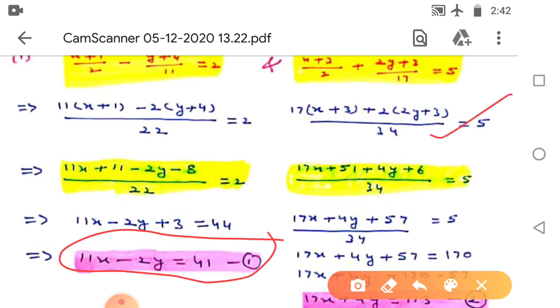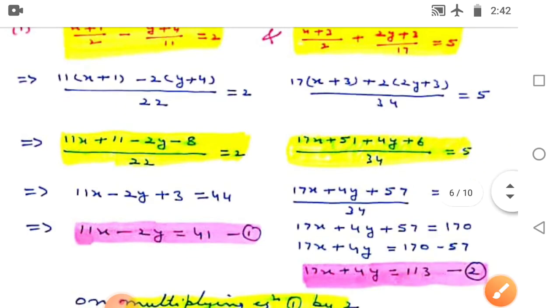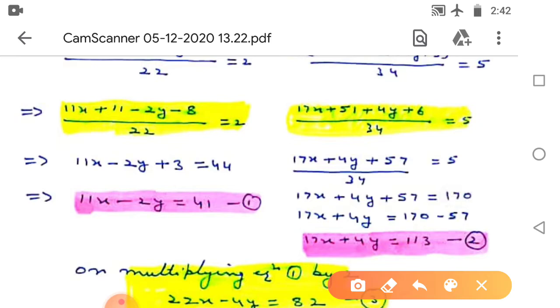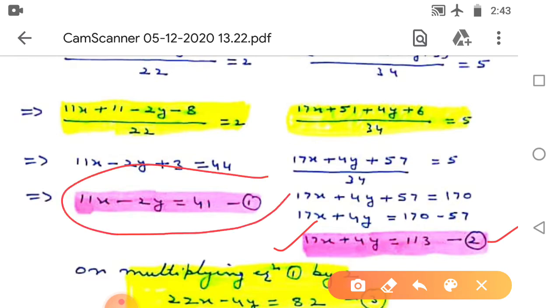Now look here. After taking the LCM, the numerator becomes 17x plus 51 plus 4y plus 6 upon 34 is equal to 5. Solve further: 17x plus 4y and 51 plus 6 is 57 upon 34 is 5. And finally, the second equation in front of us is 17x plus 4y is equal to 113. The first equation is 11x minus 2y is equal to 41. The second is 17x plus 4y is equal to 113.